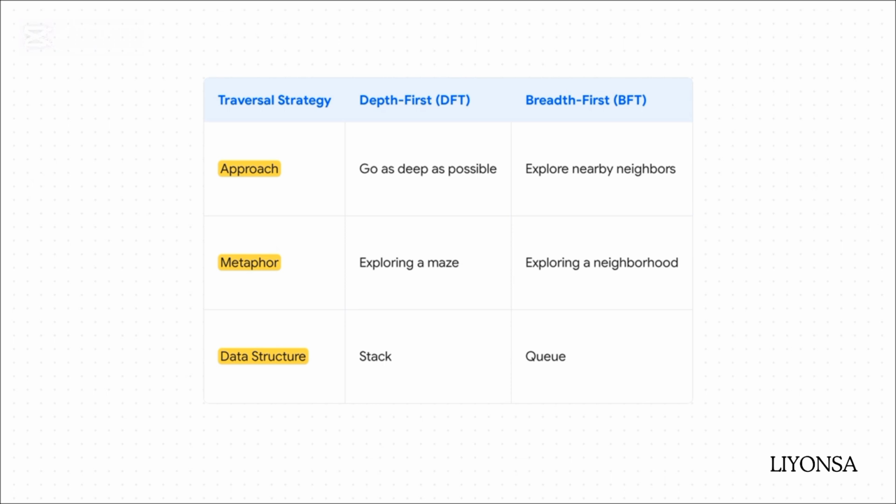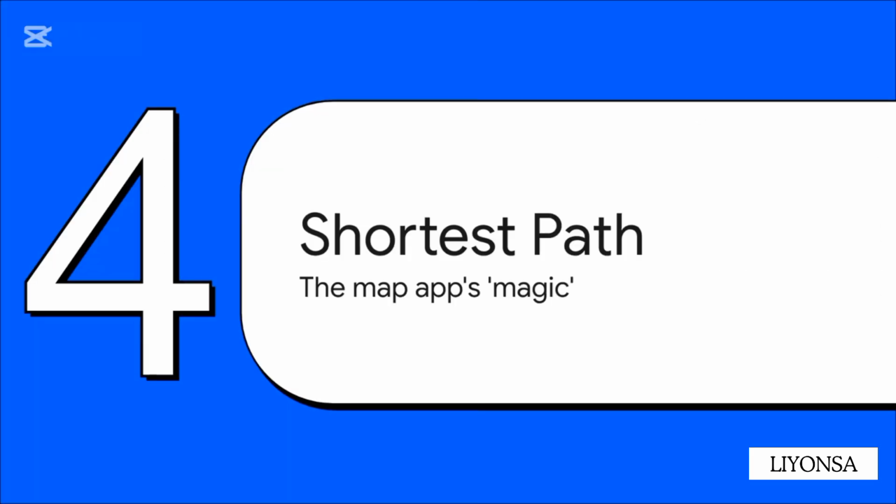Breadth first, on the other hand, is way more methodical. It's like exploring a city one neighborhood at a time. You check all your immediate neighbors first, then you check all of their neighbors, expanding outward in these nice, neat circles. And that, my friends, brings us full circle.